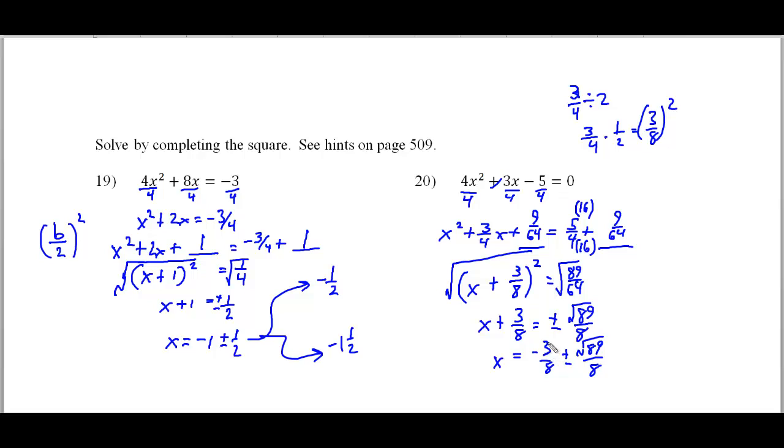Again, it'd be kind of nice to type in and see what these decimals are so you can see where this equation actually hits the ground. So you can type this in, negative 3/8 plus square root of 89 over 8, get a decimal, and check to see where it lands on your calculator.